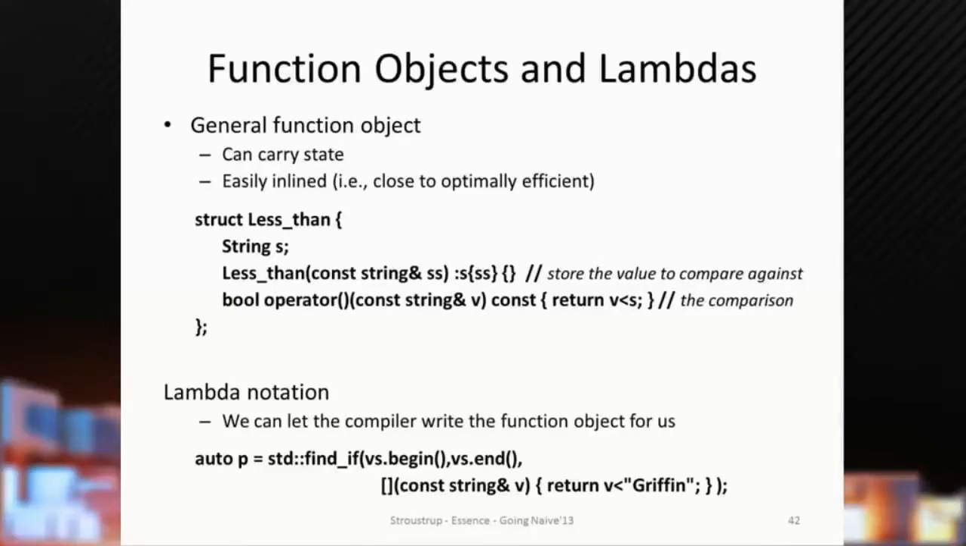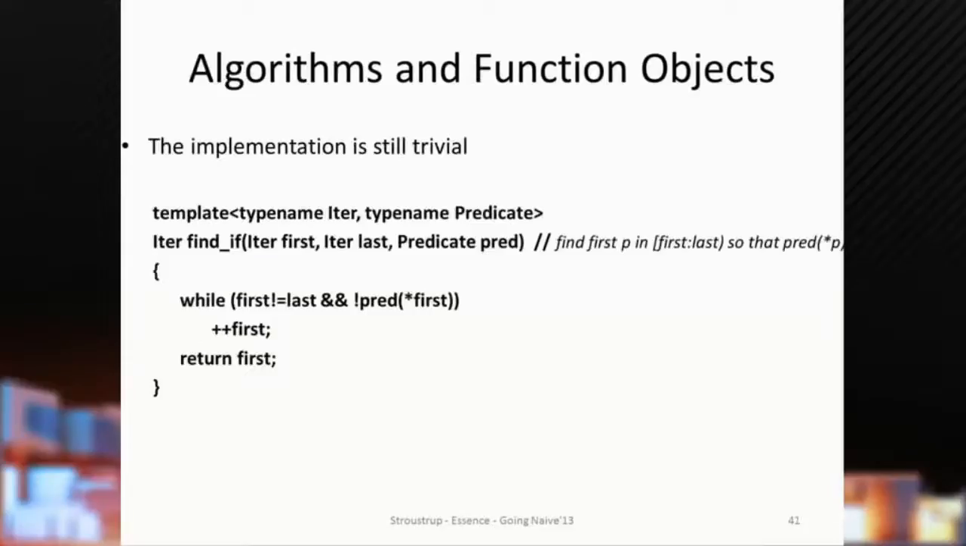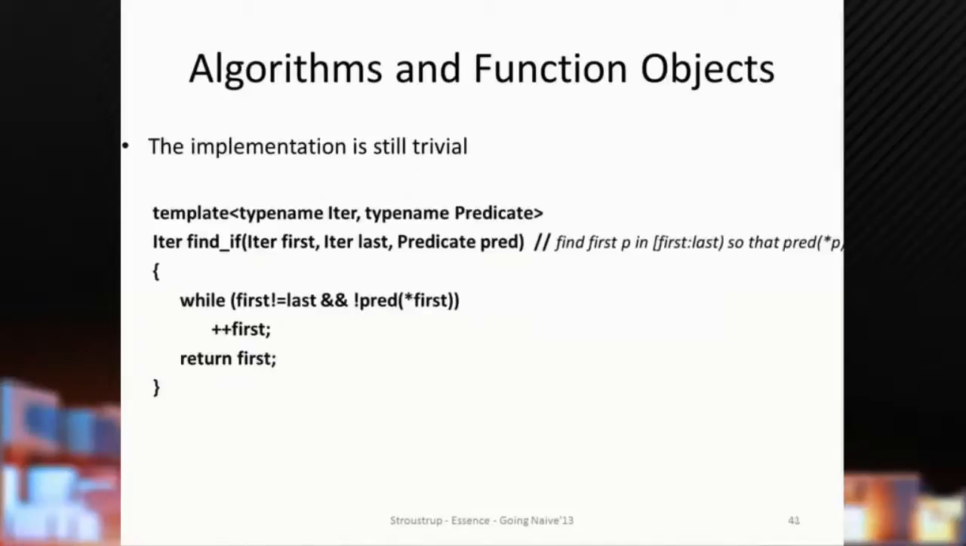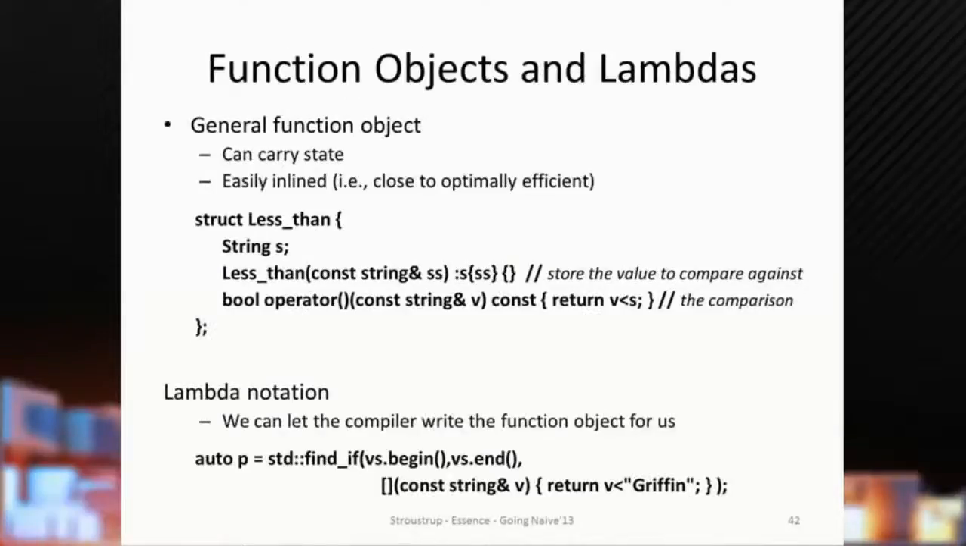And so here, less than for strings is supposed to take a string you're comparing it to and then compare when you ask it. And that's how it was done here. I take the Griffin, that's what I want to compare to, and whenever I want a comparison, it calls this object. If we get tired of writing these function objects, we can use lambdas instead, which is basically a notation that says, give me a function object and use it right here.